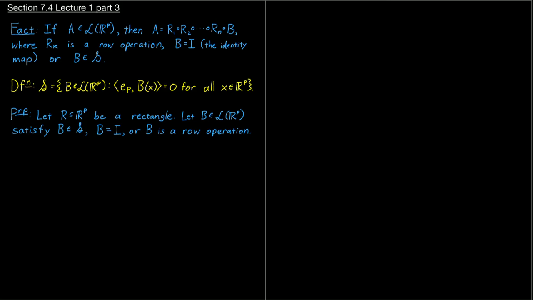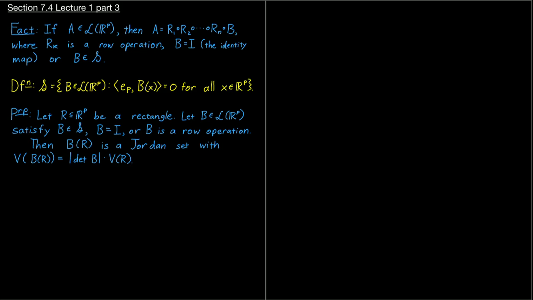And we've just spent a bunch of time showing that you can write any linear transformation as a composition of these 3 things. And the conclusion is that for these very basic matrices, B applied to the rectangle is a Jordan domain, a Jordan set, with the volume of B of R being the absolute value of the determinant of B times the volume of R.